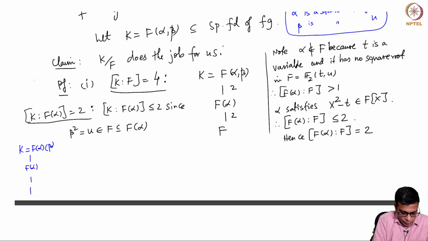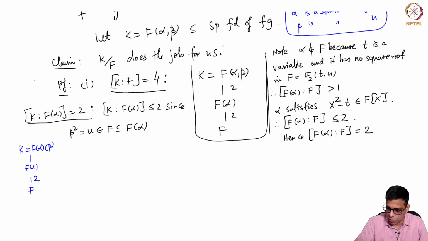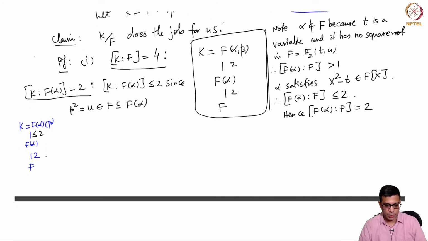So we do know that beta generates K over F(alpha). It satisfies a degree 2 polynomial, namely x squared minus u, which lives in capital F in fact, so it certainly lives in F(alpha). Let me draw some lines. So this is the original picture. This can be at most 2, because it does satisfy a degree 2 polynomial over F(alpha). So now the question is, is it 2 or 1?